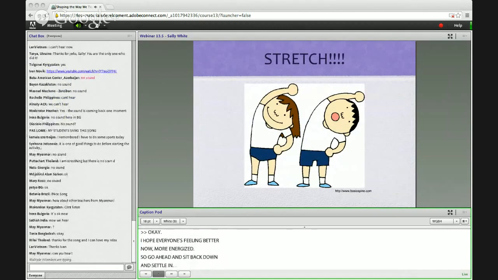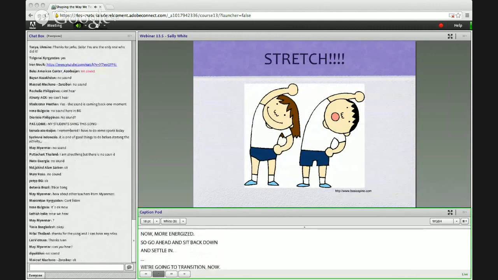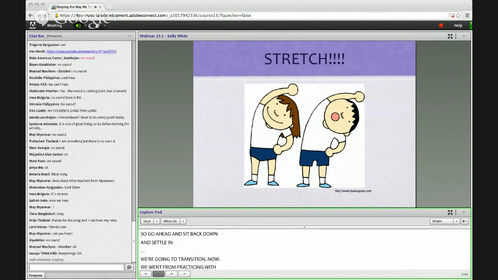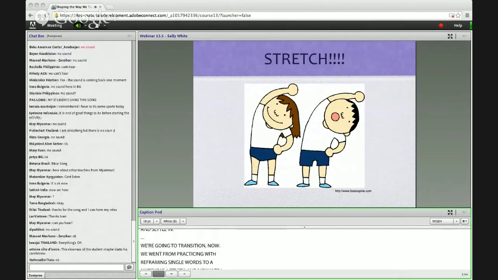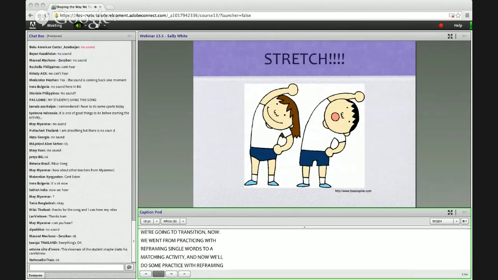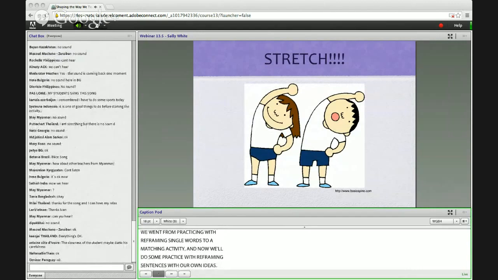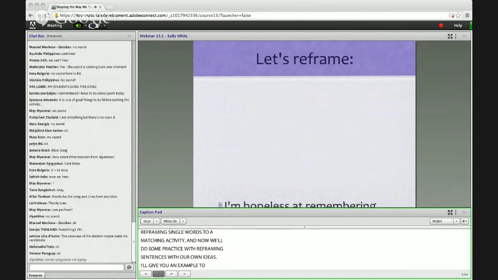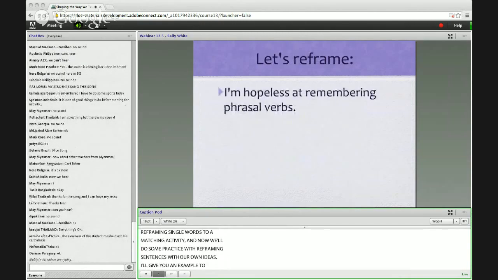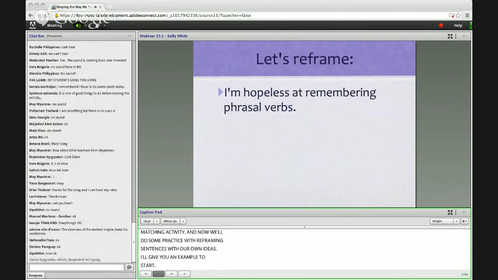We went from practicing with reframing single words to a matching activity. And now we'll do some practice with reframing sentences with our own ideas. I'll give you an example to start. Here's a sentence that students might say, right? I'm hopeless at remembering phrasal verbs.